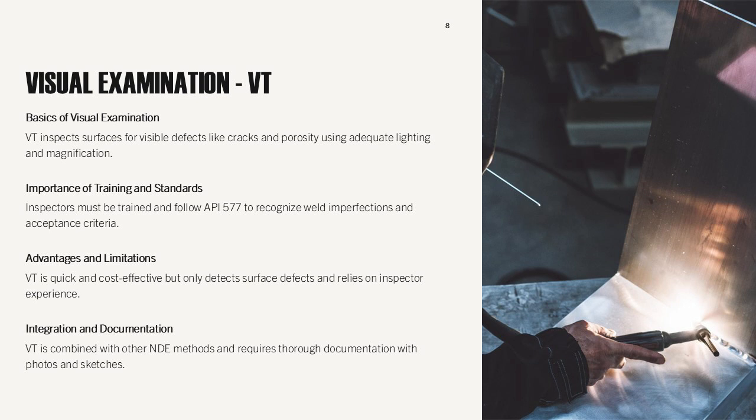However, its limitation is that it can only detect surface defects and relies heavily on the inspector's experience. To enhance reliability, VT is often combined with other methods like penetrant or magnetic particle testing. Proper documentation of observations, including photographs and sketches, is essential for traceability. VT plays a vital role in quality control during welding and in-service inspections, helping to identify issues before they escalate.